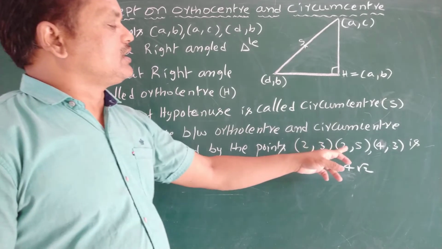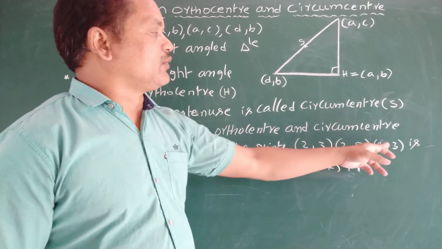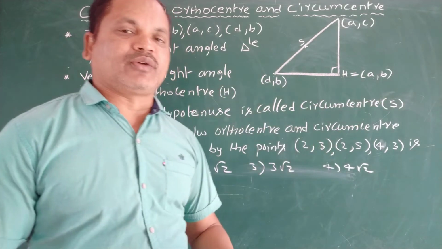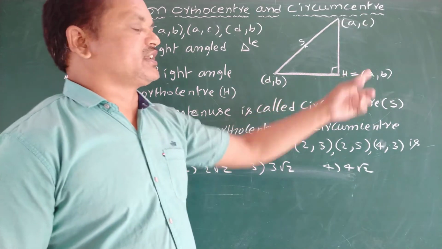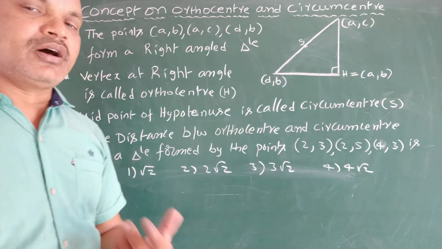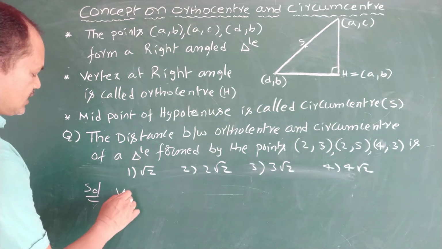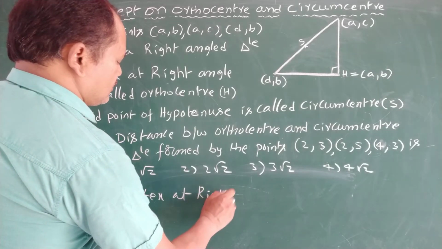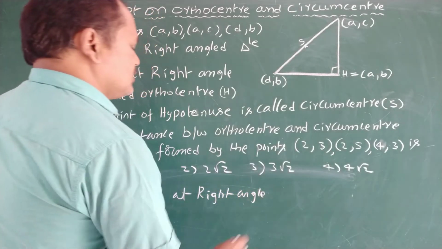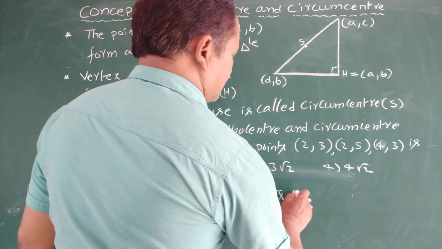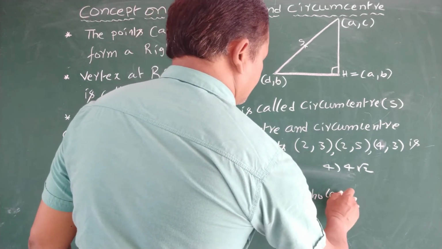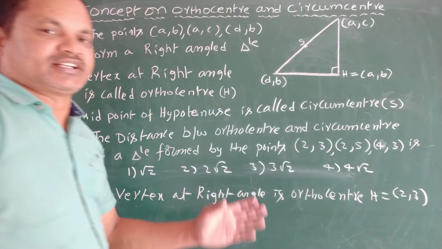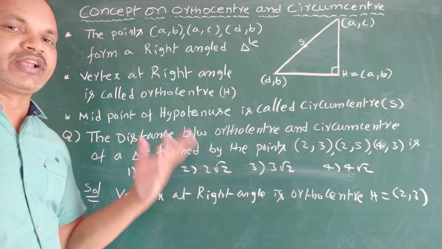Observe here. So here there is a repeated x coordinate and a repeated y coordinate. From the points, we have to observe the repeated x coordinate and repeated y coordinate; that point is the vertex at the right angle, which is called the orthocenter. That's why the vertex at the right angle is the orthocenter. Orthocenter H is (2, 3), since that is the repeated x coordinate and repeated y coordinate.